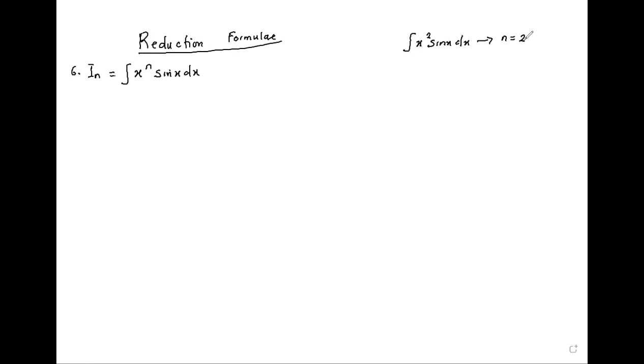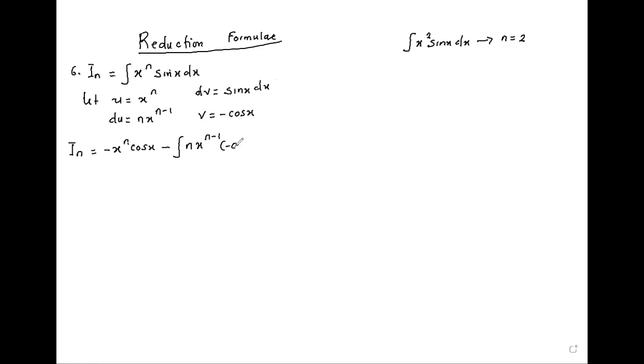So now let's see the general one. We still let u be equal to x to the power n, and then du is going to be n x^(n-1), dv is sin x dx, and then v will be negative cos x. So we're saying this integral here is equal to negative x^n cos x minus the integral. Let me just write it the way it is: n x^(n-1) and then negative cos x.